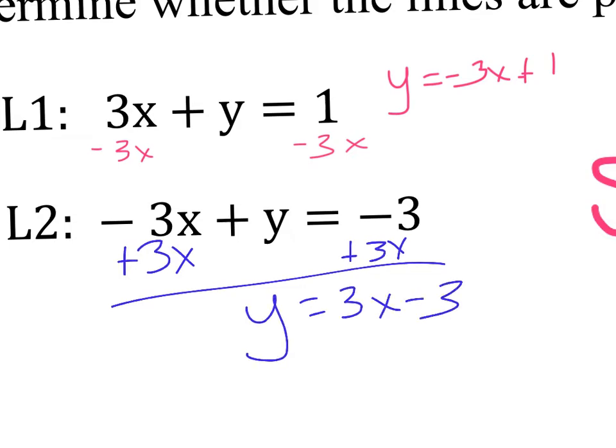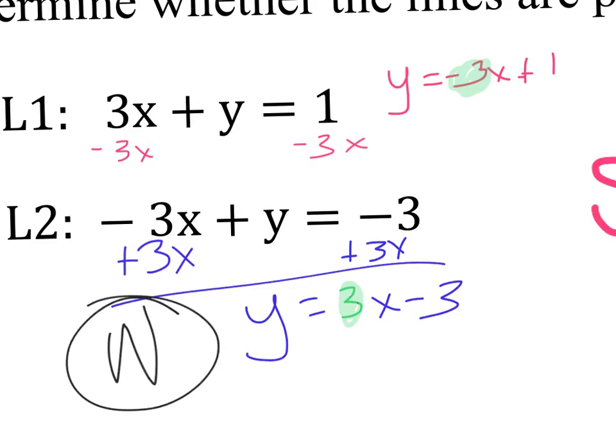Now the only thing that matters is what? No, not the y-intercept. What's the only thing that matters? Our slope. That's okay. Don't apologize. In order for something to be parallel, those numbers have to be the exact same. Are they? No. In order for something to be perpendicular, they have to be opposite reciprocals of each other. Are they? No. So my answer here is neither. Neither, however you want to say it.